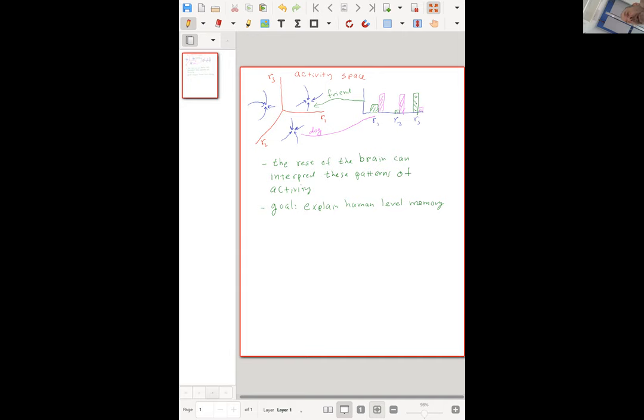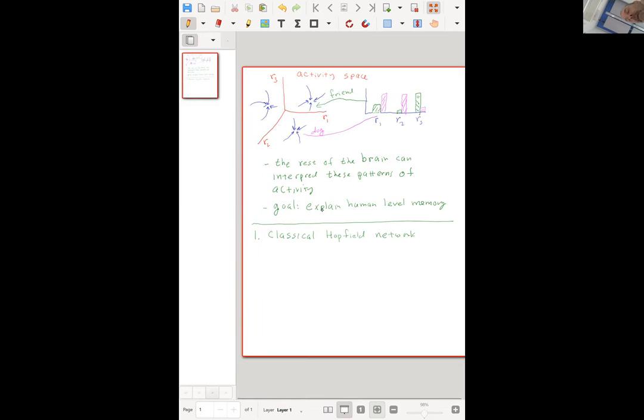We want to understand how this can happen. And we're going to do it in stages. One, we're going to look at a classical Hopfield network, which I think I mentioned a little bit last time, or maybe not. It's a network that actually has these fixed points, and you can really interpret them. Then we're going to look at a version of that which is sparsely connected, and I'll say what that means in a second. And basically that's going to allow us to understand how networks can have this property.